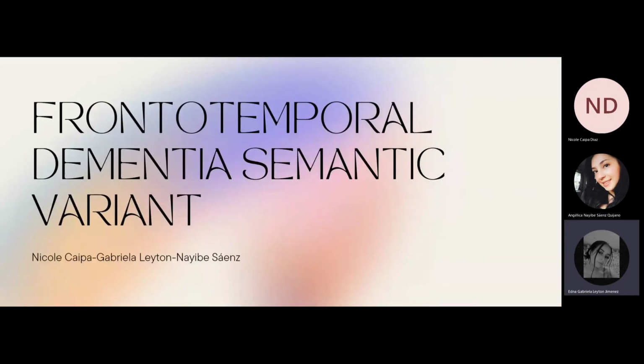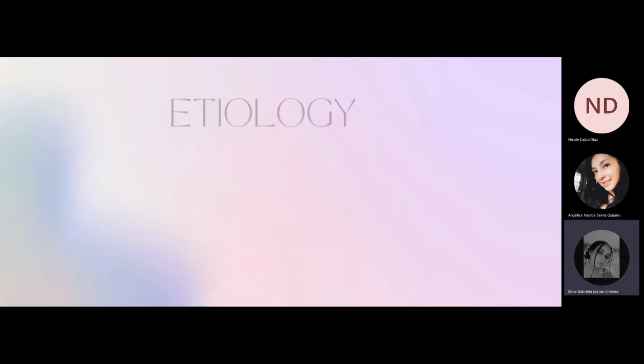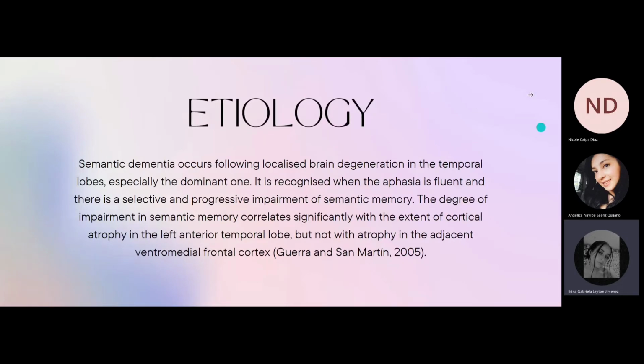The dementia that our group is going to talk about is frontotemporal dementia, semantic variant. The etiology of this dementia: semantic dementia occurs following localized brain degeneration in the temporal lobes, especially the dominant one. It is recognized when the aphasia is fluent and there is a selective and progressive impairment of semantic memory. The degree of impairment in semantic memory correlates significantly with the extent of cortical atrophy in the left anterior temporal lobe, but not with atrophy in the adjacent ventromedial frontal cortex.